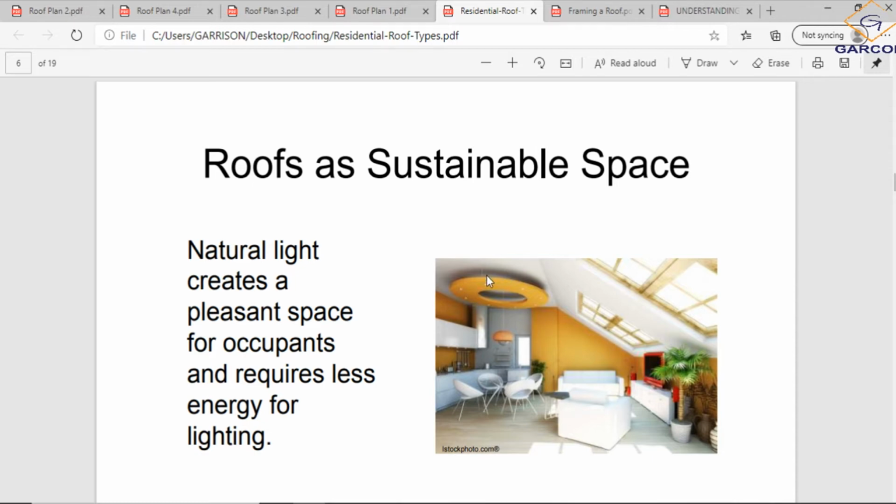The natural light creates a pleasant space for occupants and requires less energy for lighting. So because of the windows in a roof, you need no heap of light in the space. That's where sustainable comes from. I use the sun to create energy for the building and use as much natural lighting as possible. So you have bigger windows for your house rather than smaller windows.